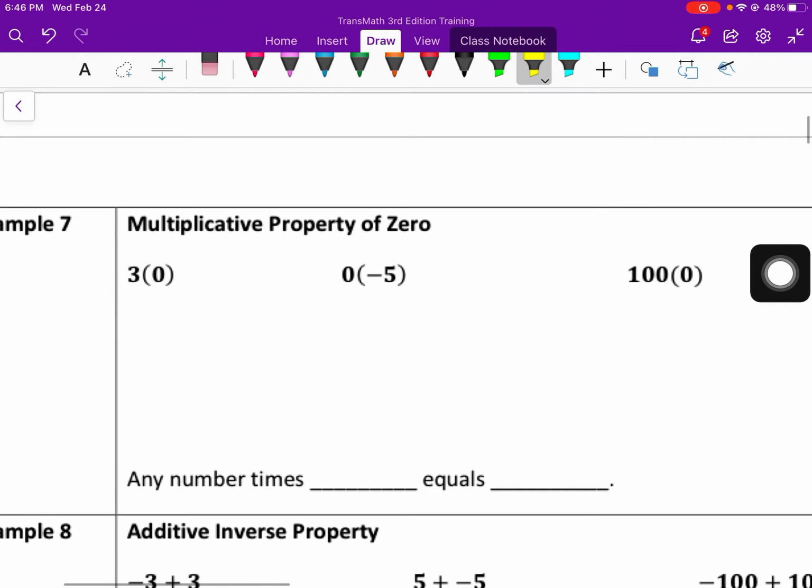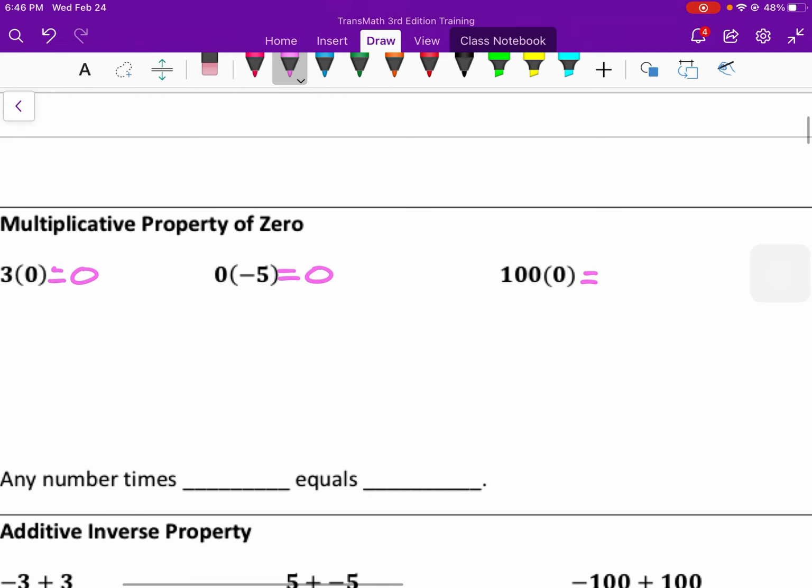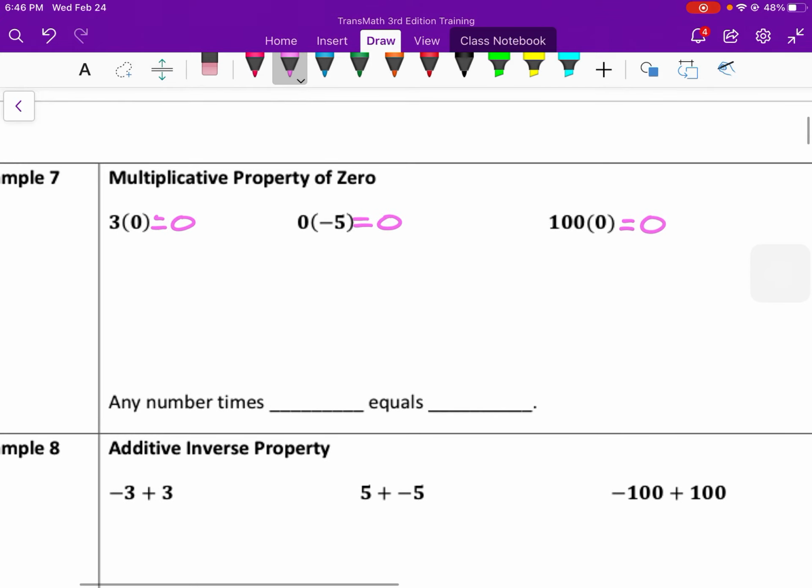All right, here's another property, the multiplicative property of 0. So anything times 0 is 0. So let's verify. 3 times 0, that will be 0. 0 times negative 5 will be 0. And even 100. 100 is big. 100 times 0 is 0. That's what the 0 property is. So it says down here, any number times 0 equals 0.